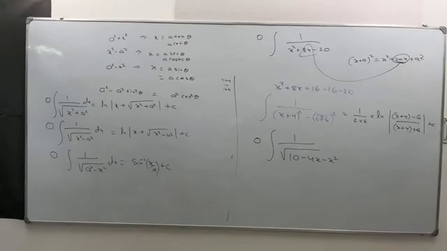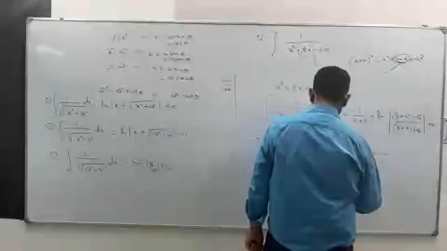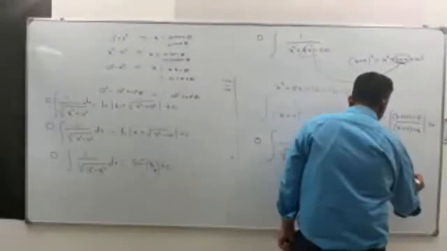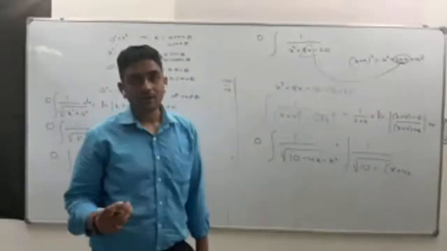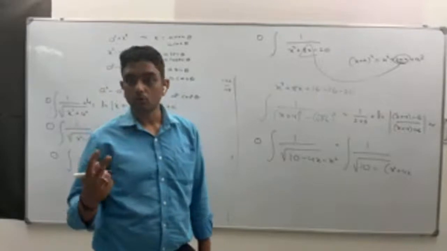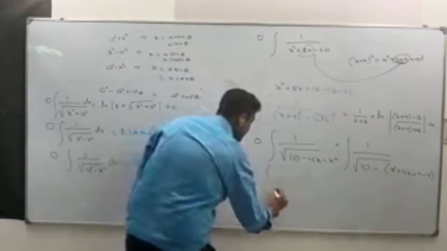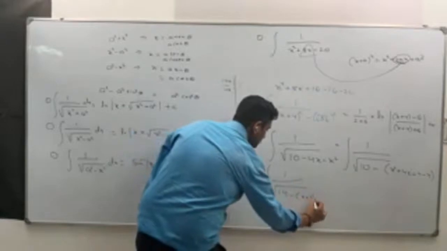After this step, what do you do? This is 4x, not square. All right. Now take minus common, and it will look like this. You will write it as 1 upon root of minus. We have x square plus 4x. Now we are getting 2ax, so a will be 2. So it will come out to be the integral of 1 by root of 14 minus (x plus 2) whole square.